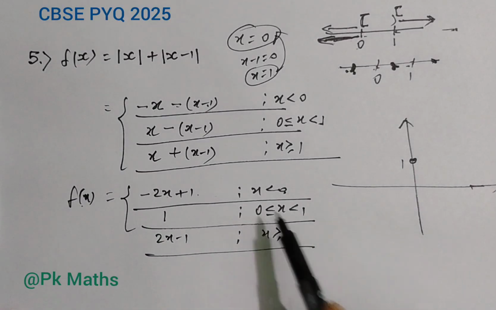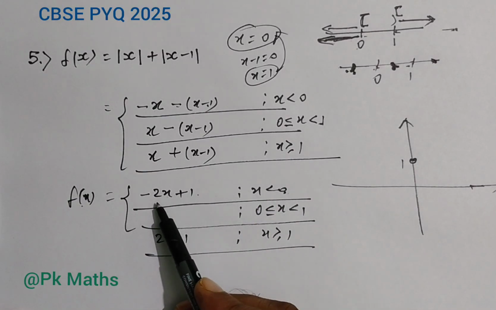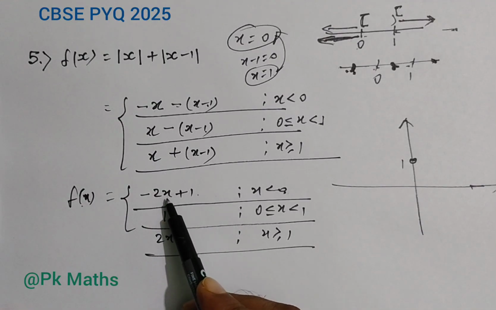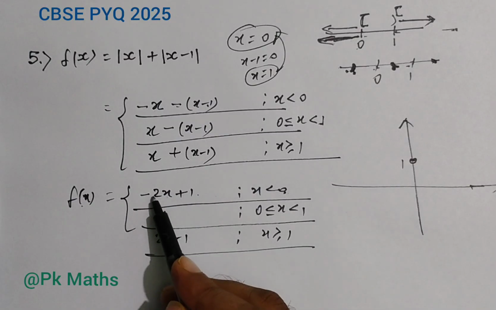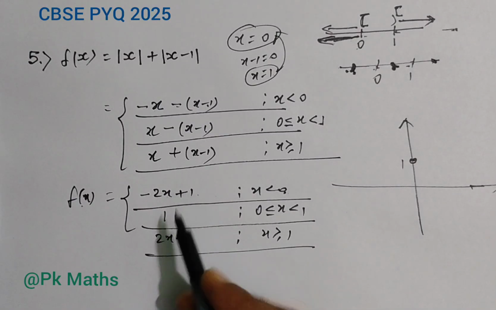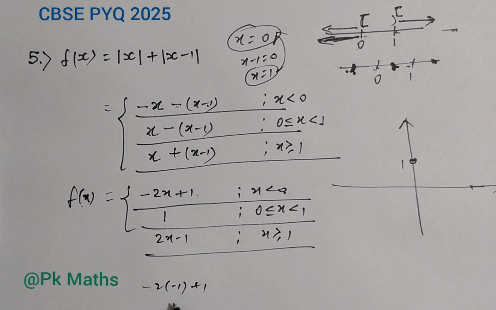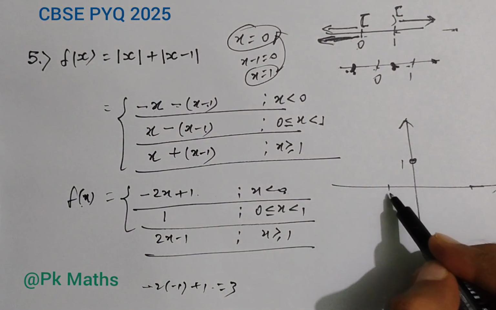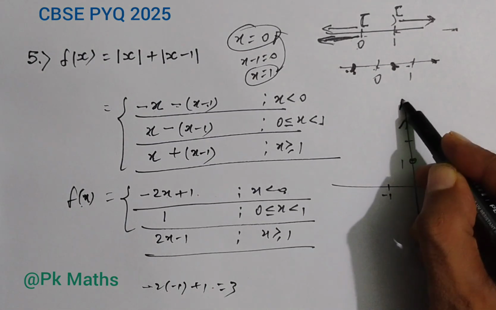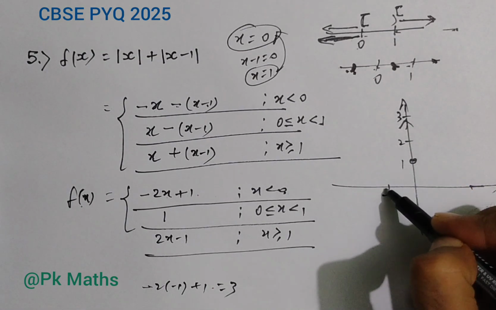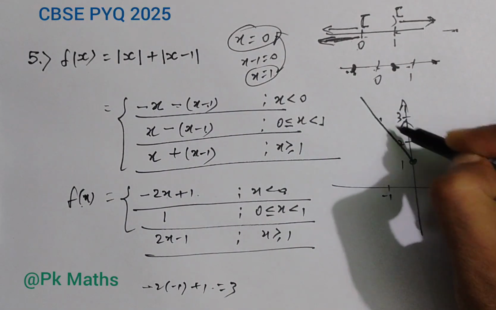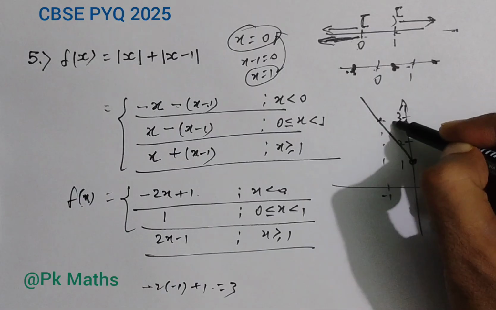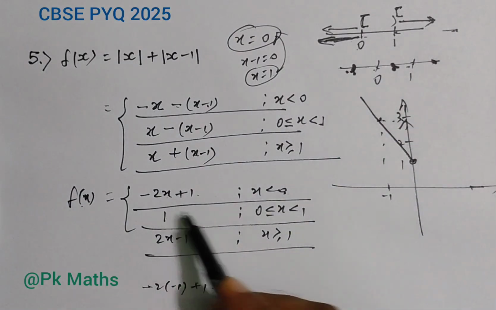Take one more point other than 0. Suppose we put x equals to any point less than 0, okay, minus 1. So minus 2 into minus 1 plus 1, that is 2 plus 1, 3. So at x equals to minus 1, output is 3. Suppose this point is 3. Okay, we will get this point. So just join this point like this. This is the curve minus 2x plus 1.